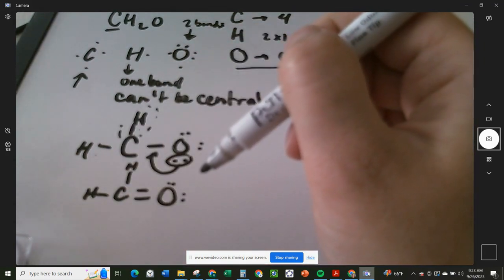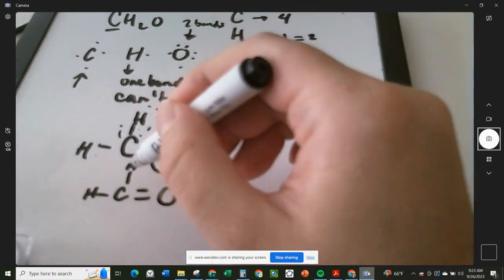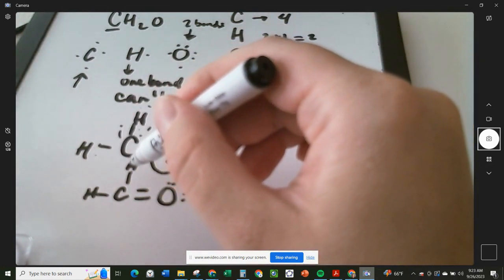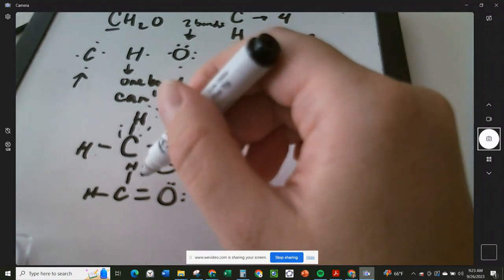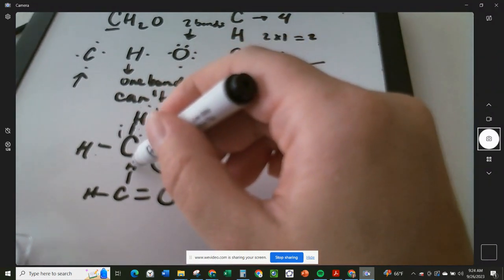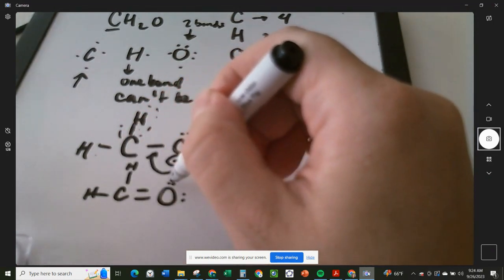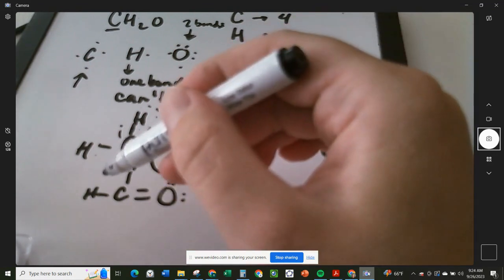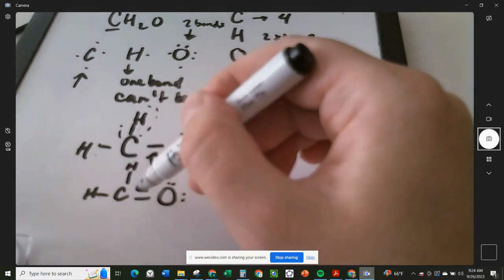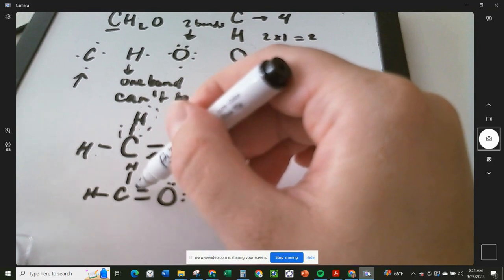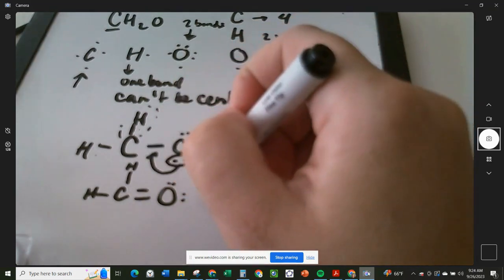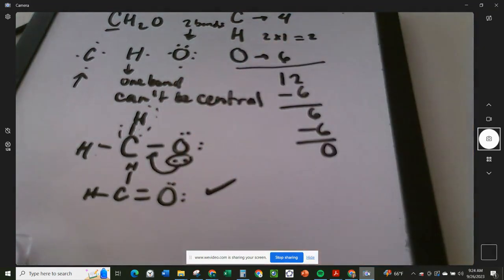So then this is our structure. We can check. At the end, we should always check the valence electrons. Remember, trying to get 8 unless it's hydrogen. Hydrogen only wants 2. So this hydrogen has 2, this hydrogen has 2, this carbon has 2, 4, 6, 8. This oxygen has 2, 4, 6, 8. Remember, if the bond is connecting to that atom, it can see all of the electrons in that bond. So everything is satisfied. So that's our Lewis structure for CH2O.